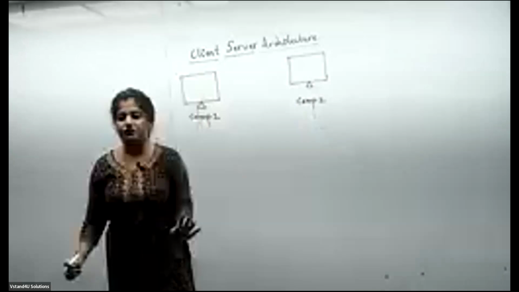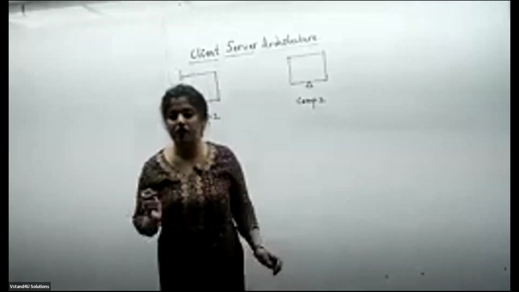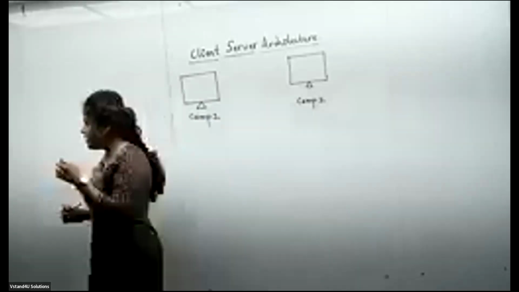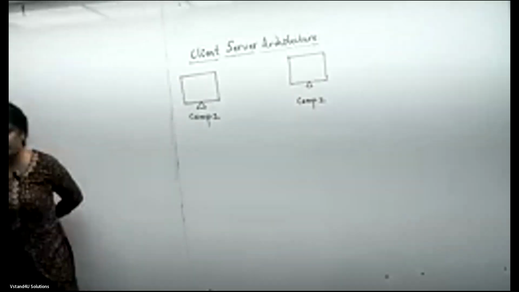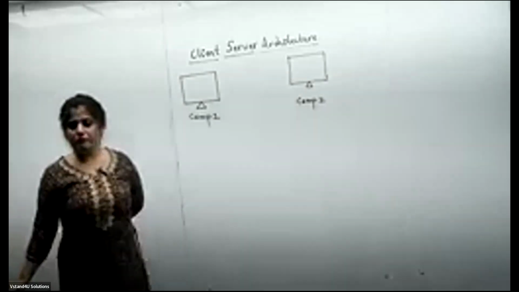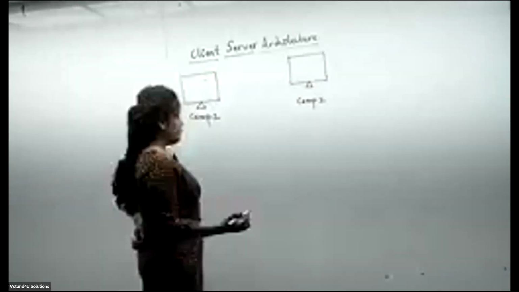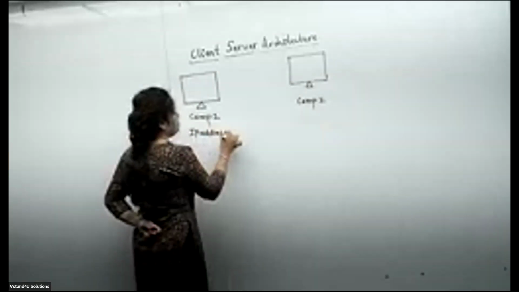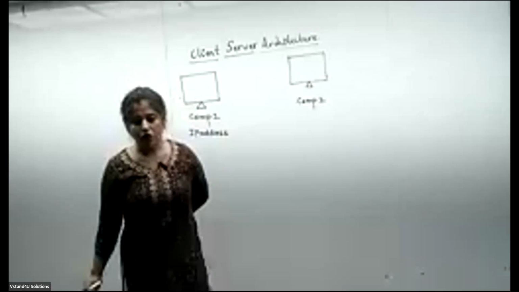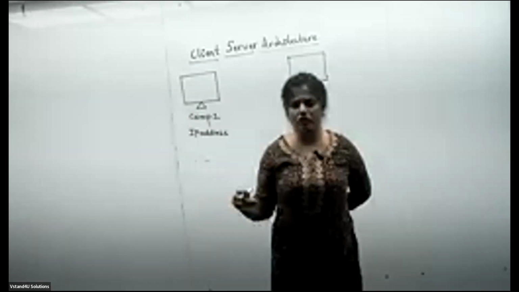If I have to differentiate computer 1 from computer 2, how will I differentiate? Online students, how will I differentiate it? By using what? By using your IP address. Correct? Correct till here?